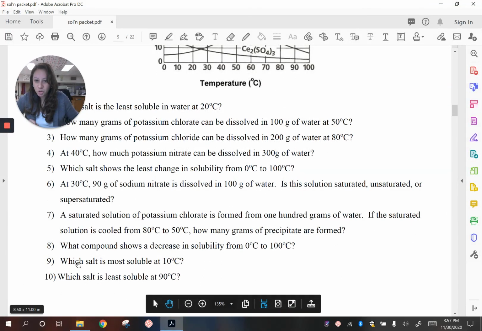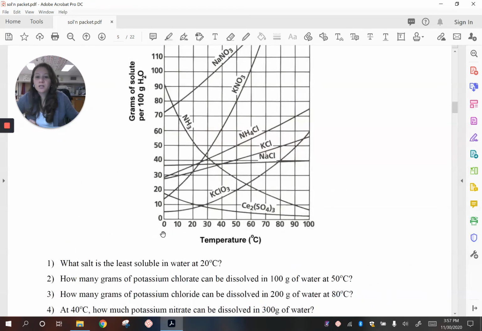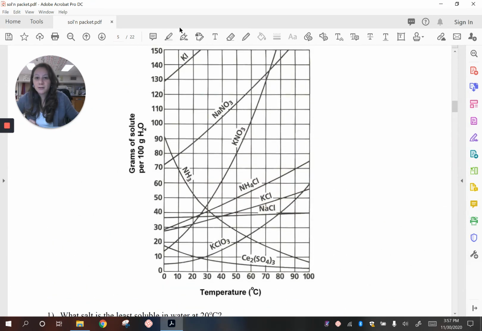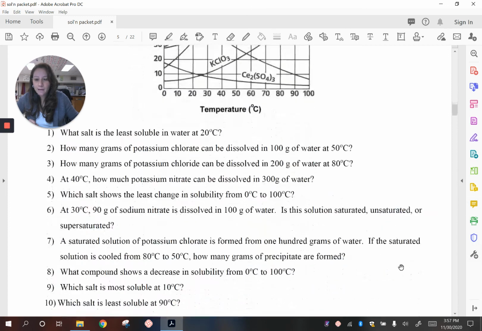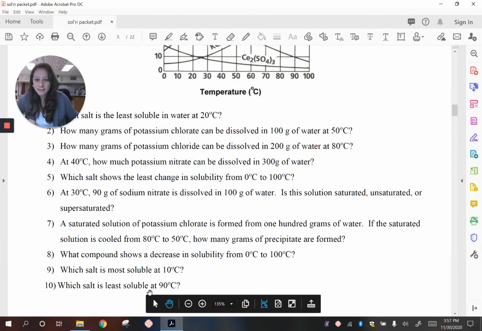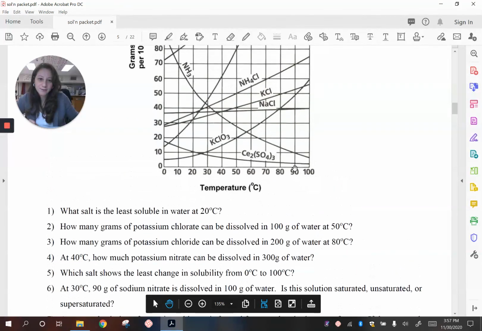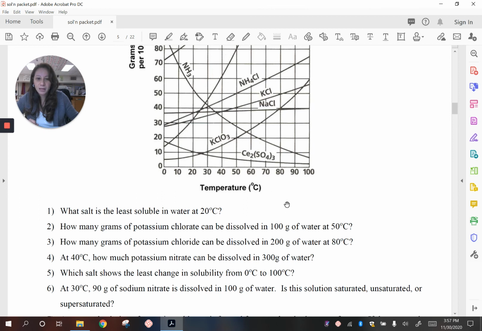Okay, which salt is most soluble at 10 Celsius? So at 10 Celsius, KI looks like it's the most soluble. And then the last question, which salt is least soluble at 90 Celsius? So we're going to go to 90 Celsius, and it looks like cerium sulfate is the least soluble.